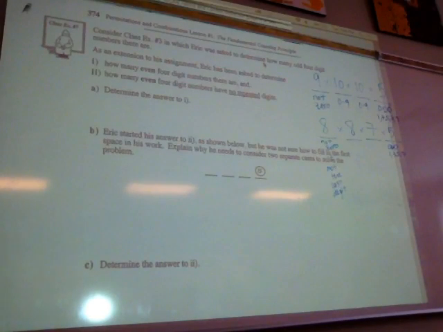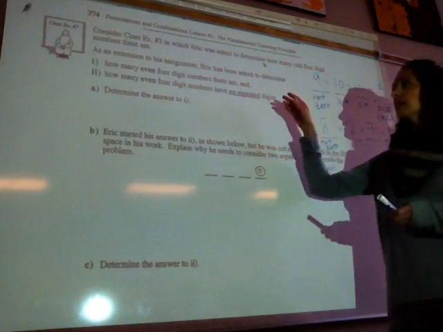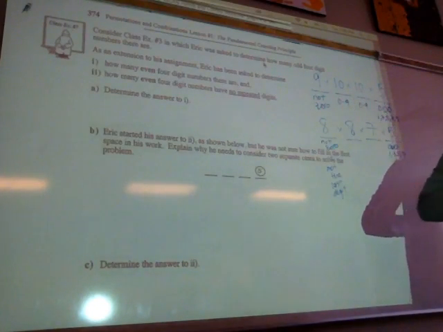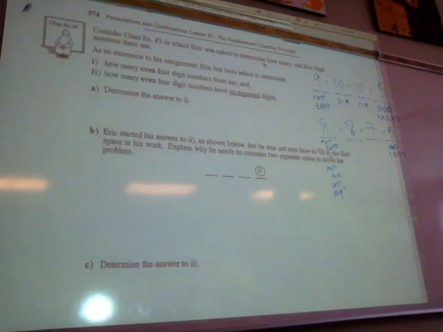Okay, so that was just a little refresher of what Eric did in example number 3. Now we're going to extend this. Eric's been asked how many even 4-digit numbers are there, and then part 2, how many even 4-digit numbers have no repeated digits. So let's just do the first one.